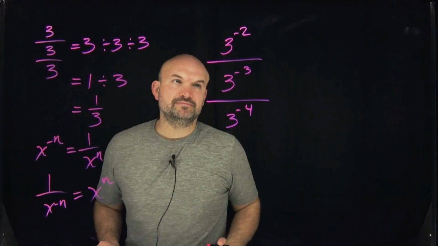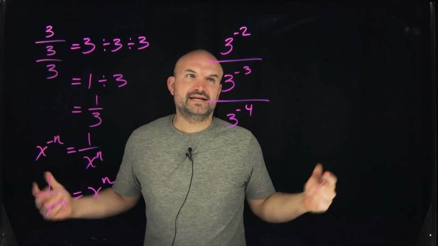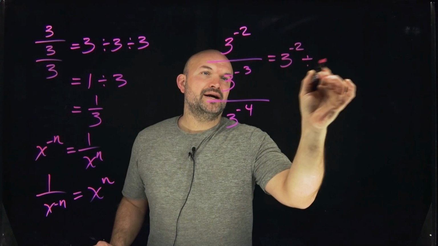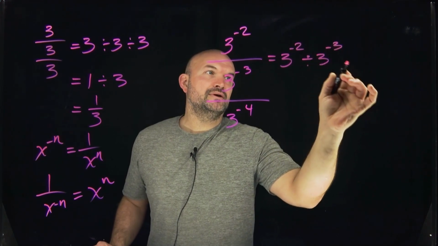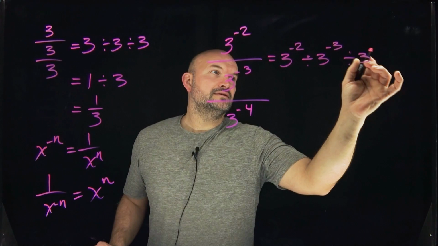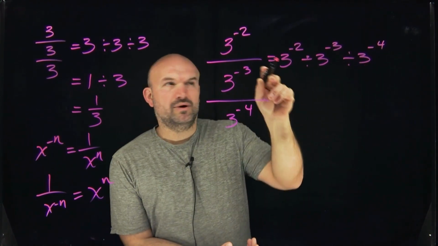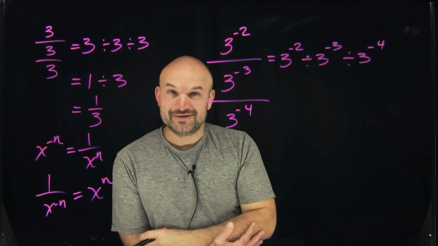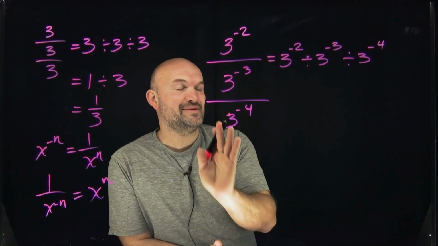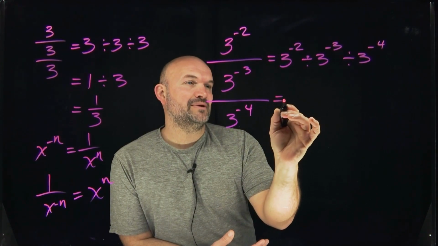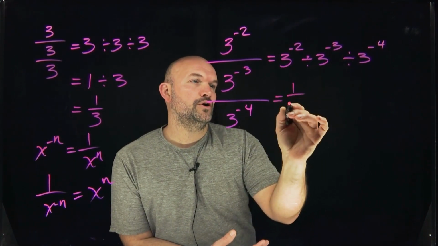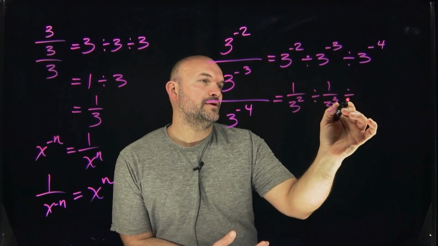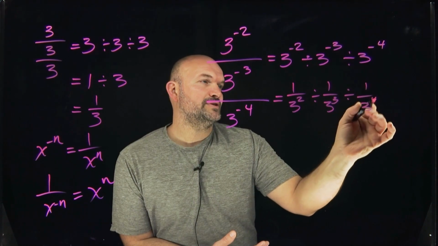So what I'm going to do for this problem is rewrite it as a division problem. I'm simply going to state 3 to the negative second power divided by 3 to the negative third power divided by 3 to the negative fourth. And now I'm going to say, well, I don't want to deal with negative exponents. Who wants to deal with negative exponents? Let's go ahead and rewrite these as fractions. And you might say, I hate fractions, but trust me, it's going to make your math a lot easier. So now this is going to be 1 over 3 squared divided by 1 over 3 cubed divided by 1 over 3 to the fourth power.